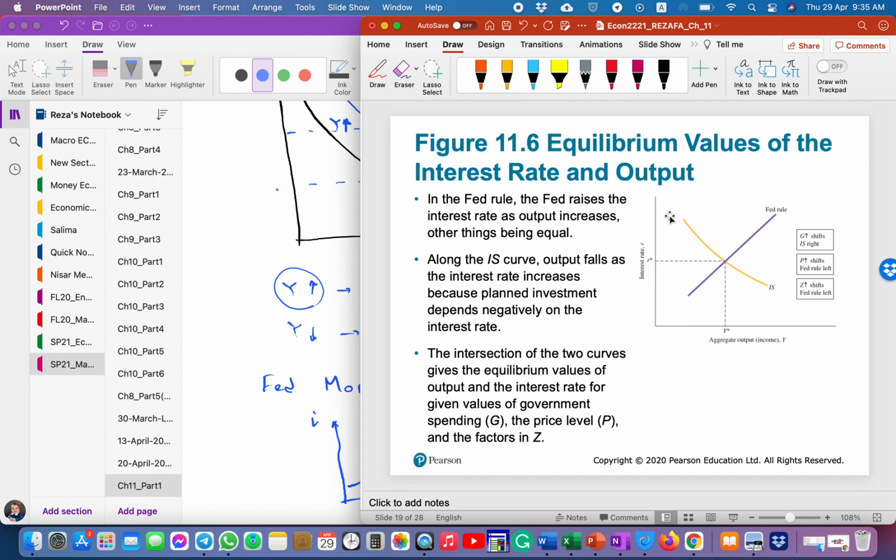IS represents all the combinations of R and Y at which the goods market is in equilibrium, and the combination of R and Y at which the money market is in equilibrium is represented by the Fed rule or the LM curve. And therefore there is going to be only one pair of interest rate and aggregate output which brings both markets into equilibrium. And a shift in IS would be caused by changes in exogenous variables like fiscal policy, because fiscal policy happens in the goods market, changes in G or T, etc.